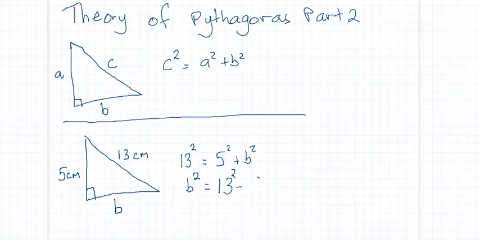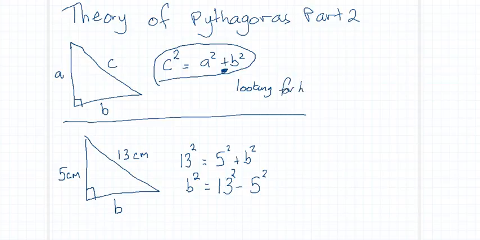If we look up here at the other equation, we've got the plus version. The plus version, which is this one here, is when you're looking for the length of the hypotenuse. So when you're looking for the length of the hypotenuse, you use the plus version. When you are looking for the length of a short side, you use the minus version.